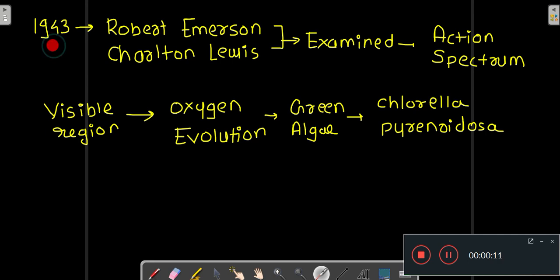In 1943, Robert Emerson and Charlton Lewis examined the action spectrum in the visible region for oxygen evolution in a green alga known as Chlorella pyrenoidosa. For this green alga, these two scientists examined the action spectrum in the visible region for oxygen evolution.